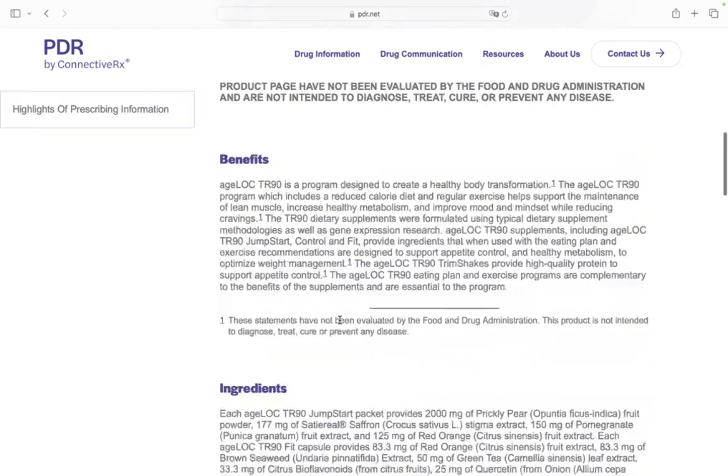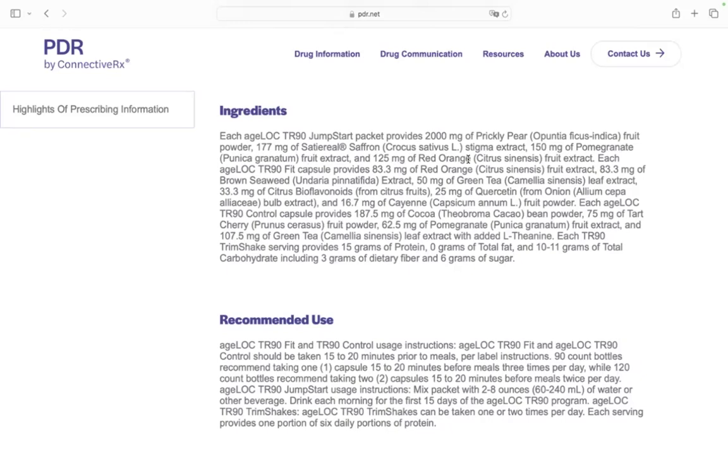You can see, to show them it's natural. You see the ingredients. So it's not a drug. I remind again.